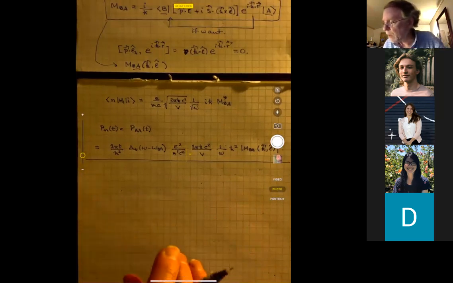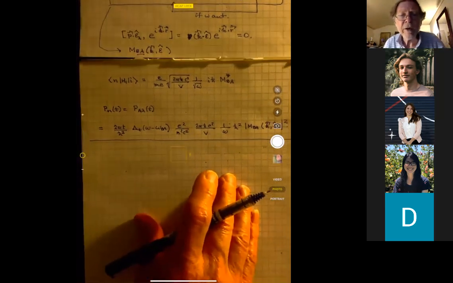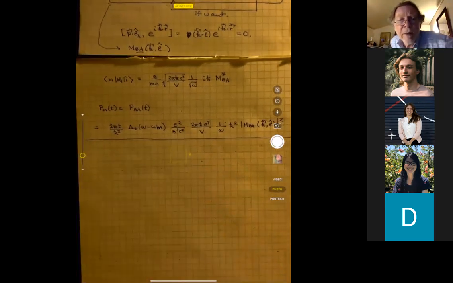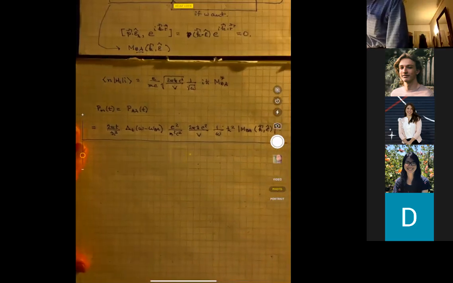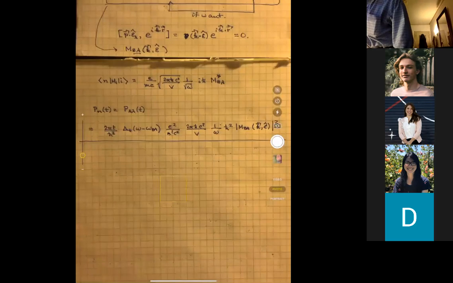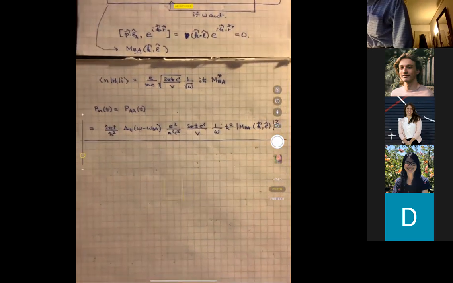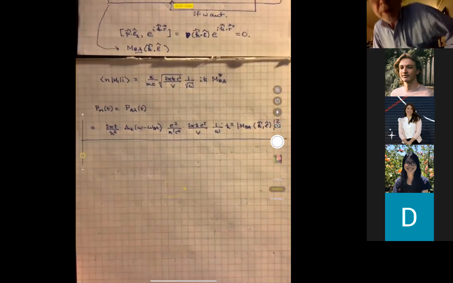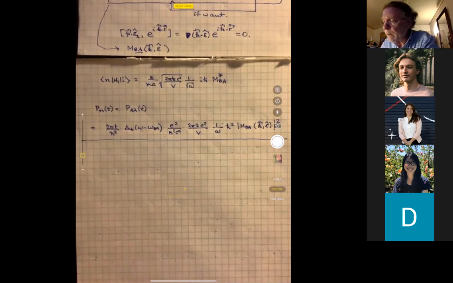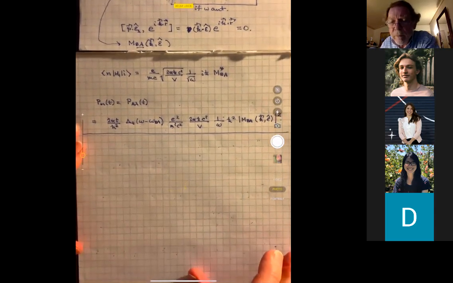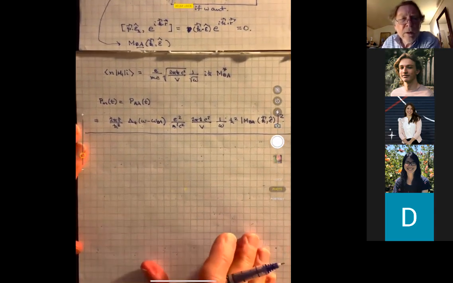This is getting somewhat dark, and I'm wondering if I can clear this up if I make it look better. Somebody should complain about this so that I can. All right. I hope that's an improvement. Good. Now.